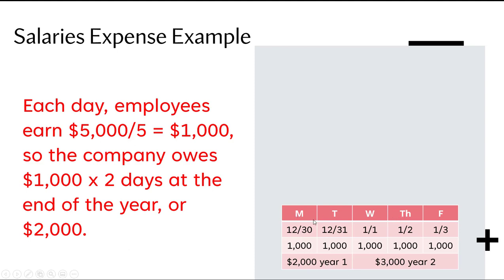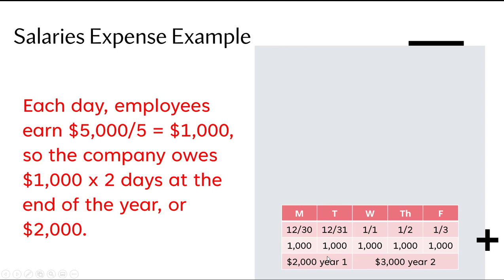So let's look. I think it's easier to look at a little picture of a calendar here. So the last 2 days of the week, remember the year ends on Tuesday. So here we are, Tuesday is December 31st. So employees earned $1,000, $2,000 in year 1.